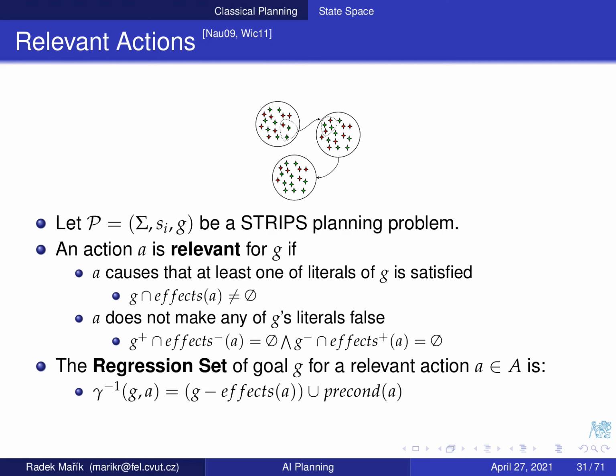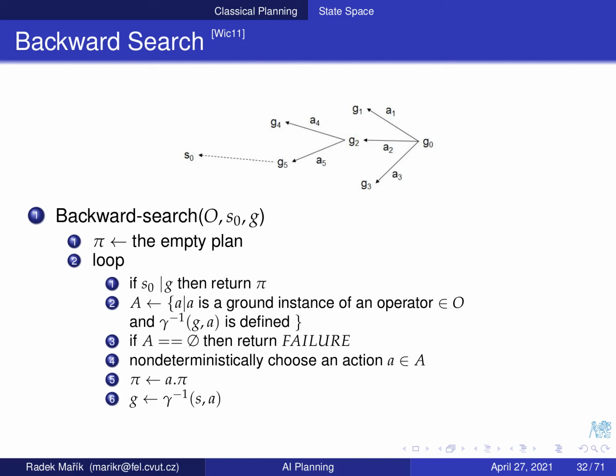Then based on that, we are able to create a so-called regression set of goal G for a relevant action A, in the following way: we subtract the effects of A from G, and we add the preconditions of A, and we get something which estimates, let's say, the previous state. In this way, we are able to create an algorithm that works in the opposite way. So basically from the goal going backward to the initial state s0.